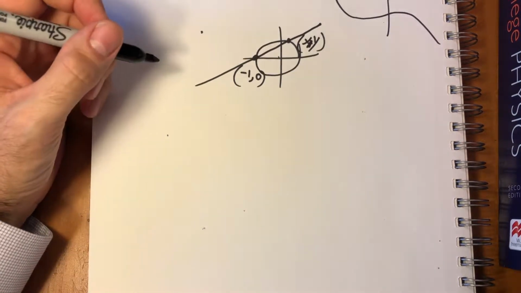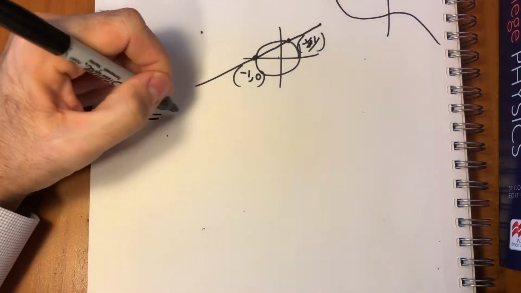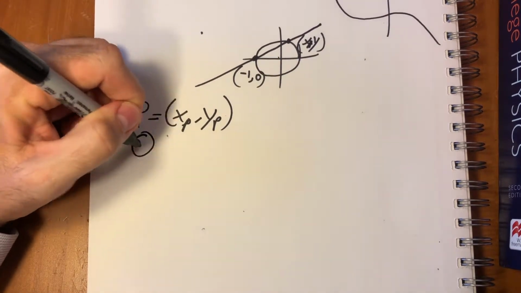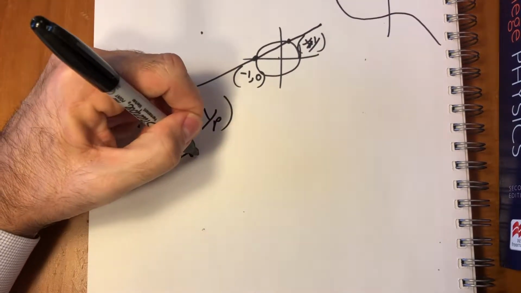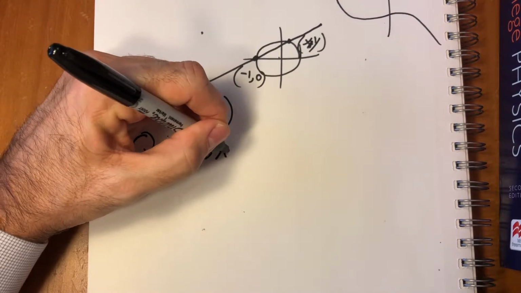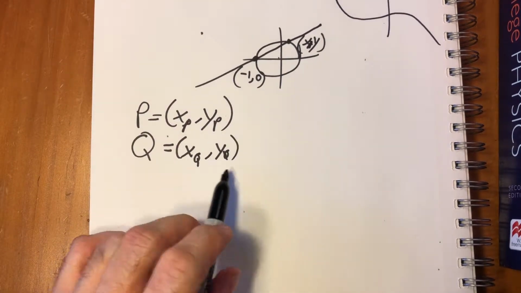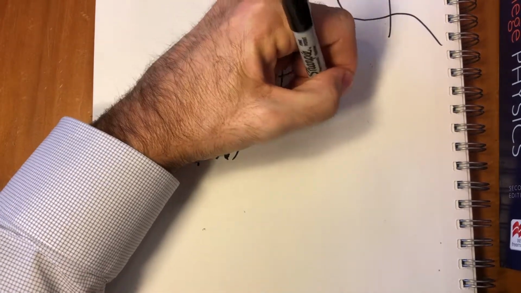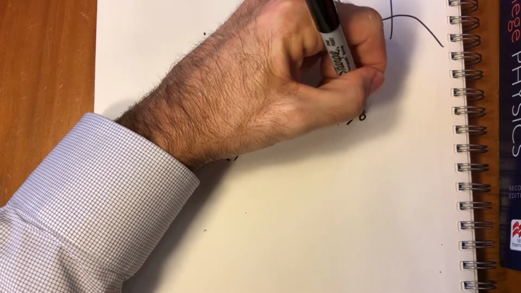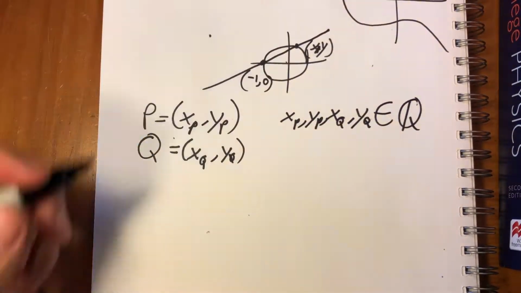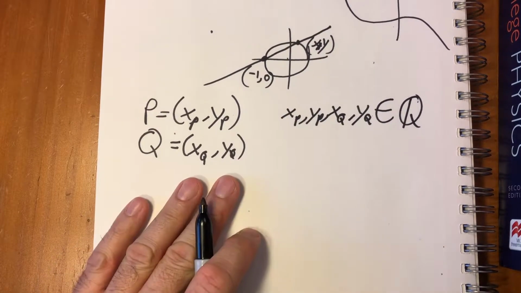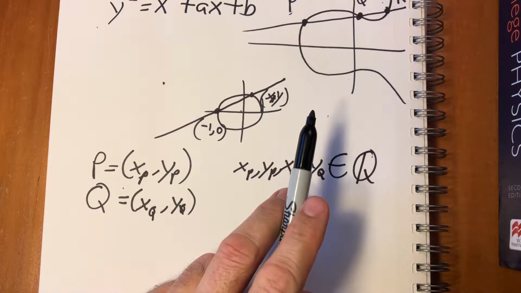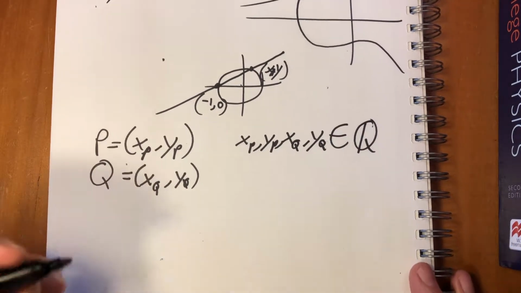So let's say that P equals (xp, yp), Q equals (xq, yq). Okay, these are all rational, all elements of the rationals, which means they're just fractions. Then the first thing is the slope. We need to find the slope again, same way that we did last time.